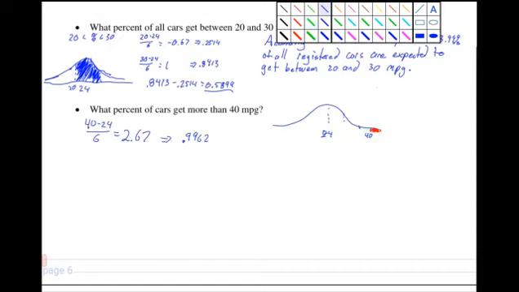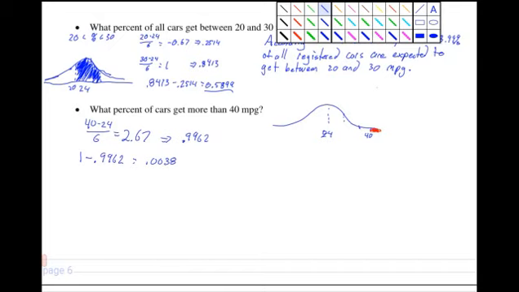So we really want to take this away from 1. 100%, or 1, is the maximum amount. So to find the true proportion here, we need to do 1 minus 0.9962, which gives me 0.0038. So it's less than 1%. If you're shading to the right of a data point, you're going to subtract from 1. Remember that. If you're shading to the left, you can use the number from the table. If you're shading to the right, you have to subtract the value from 1.